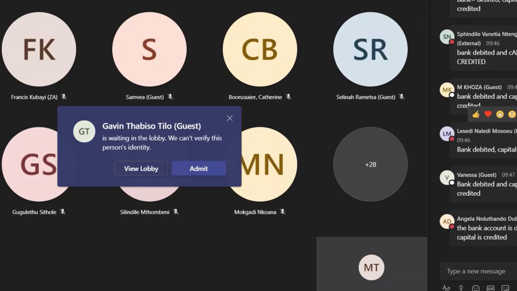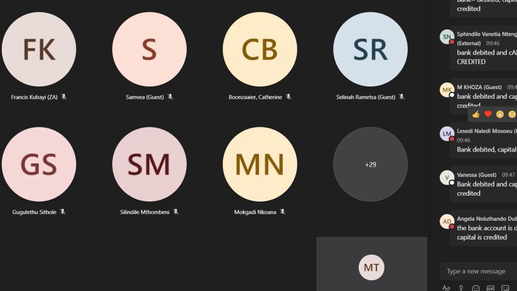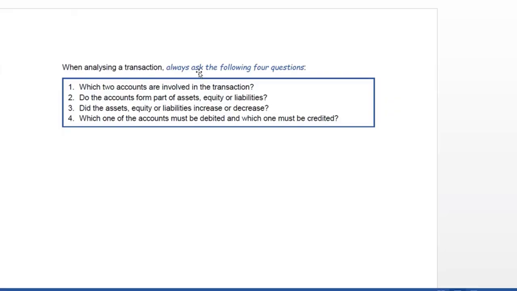Yes, Angela, Vanessa, yes, guys. Well done on this. You just now applied the double entry principle on these four transactions. You just applied the double entry system on the four transactions.